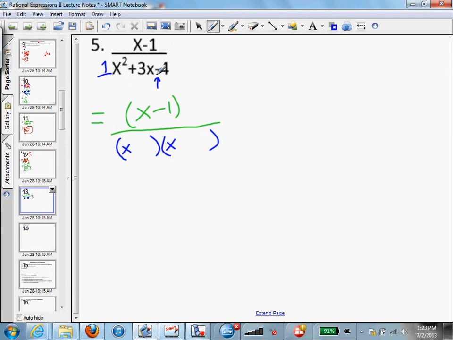And if the sign of c is positive, we would go to the sign of b and use that for both terms. However, this is a negative. C has a negative term. So that tells us to use a positive and a negative.